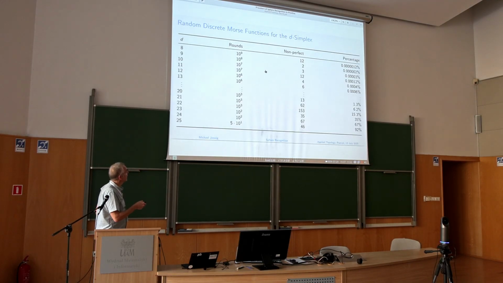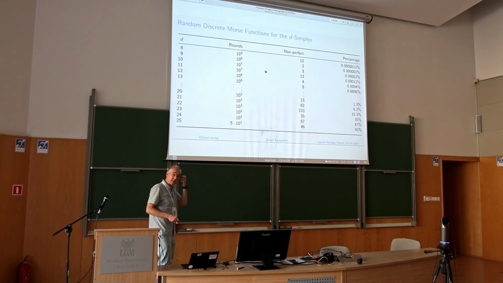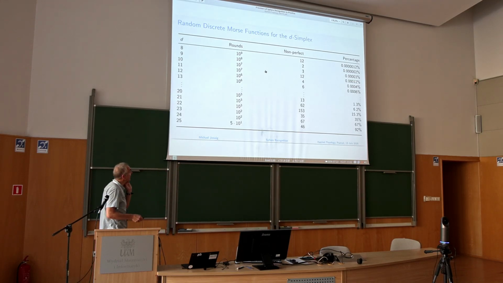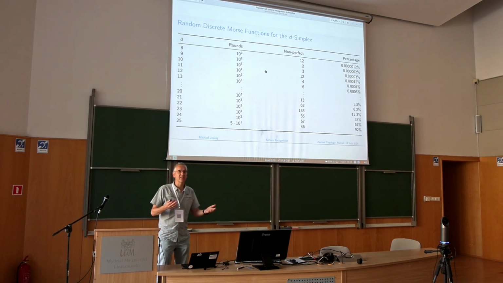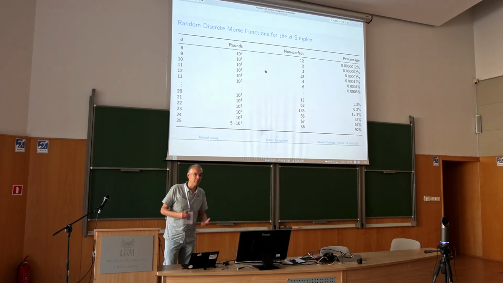So this is a way a random discrete Morse function on the simplex is the same as a collapsing strategy for the simplex. And then these are these numbers. And so you see up to dimension 13 or so, there's absolutely no way, unless you're super patient, to find a discrete Morse function, a collapsing strategy, which fails.